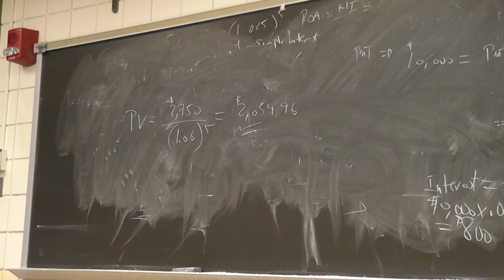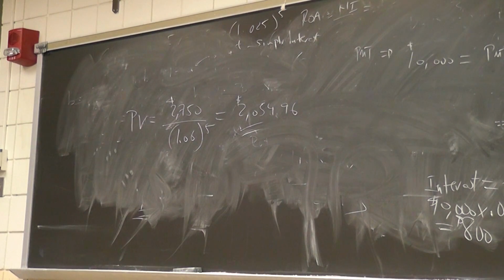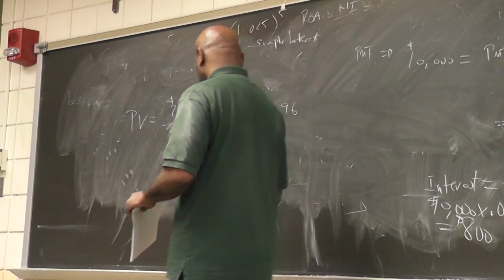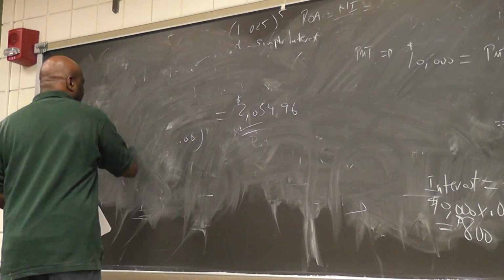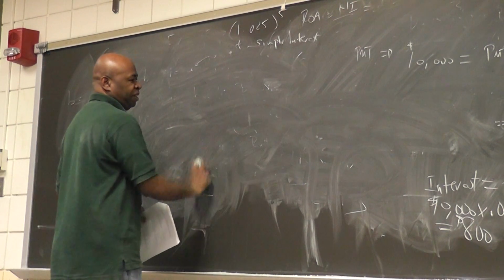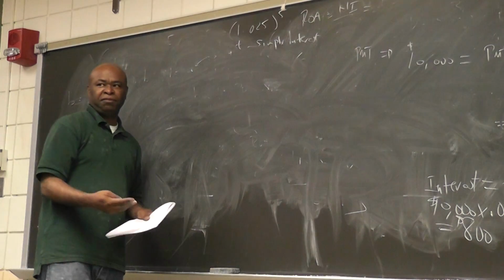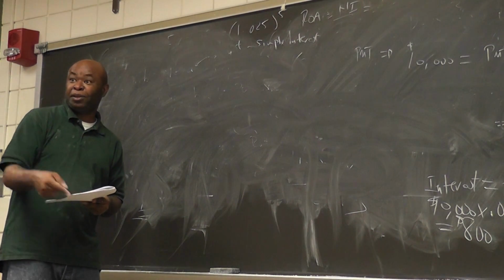The other one was, okay, an account that pays 6% interest annually. Anyway, let's do this one. So it's the PV of an annuity. And the reason why I mention that is because students always get confused with this one, especially after doing the other one.